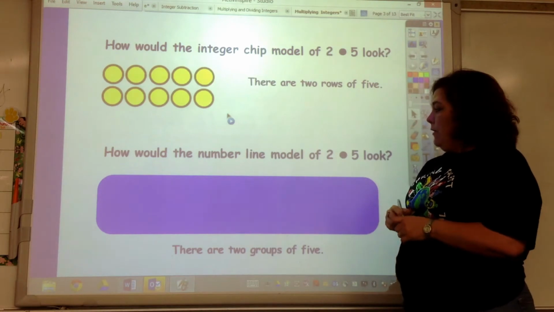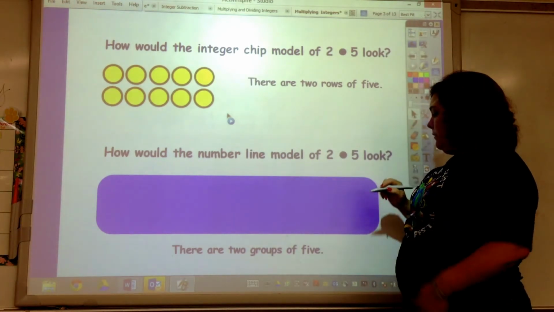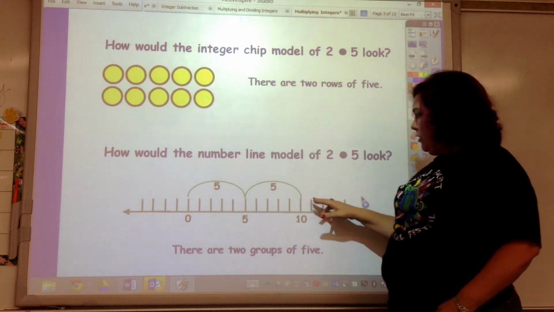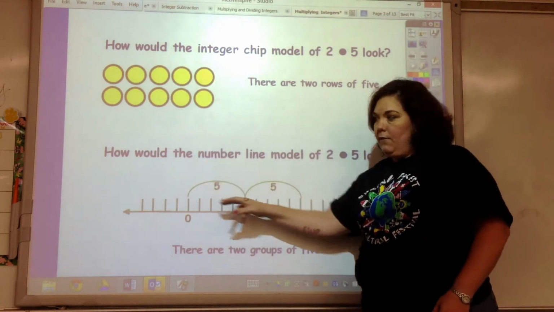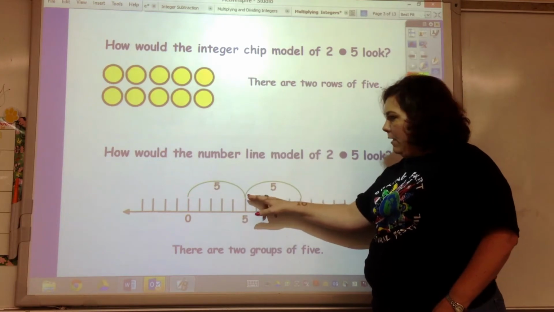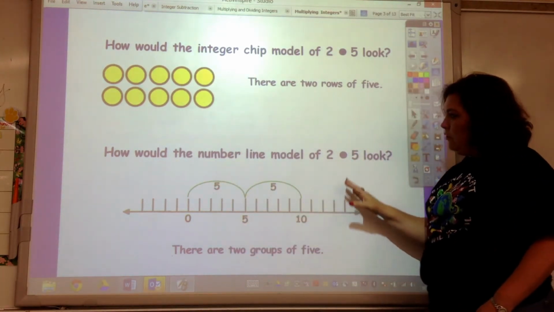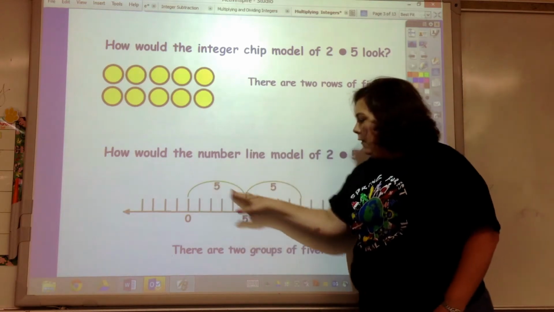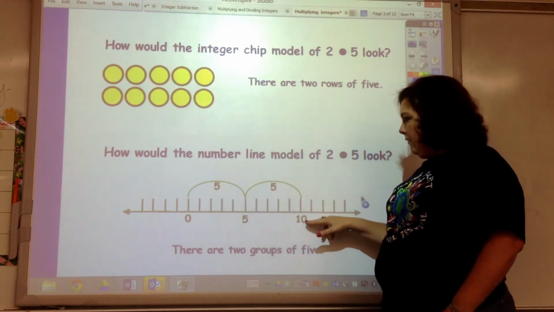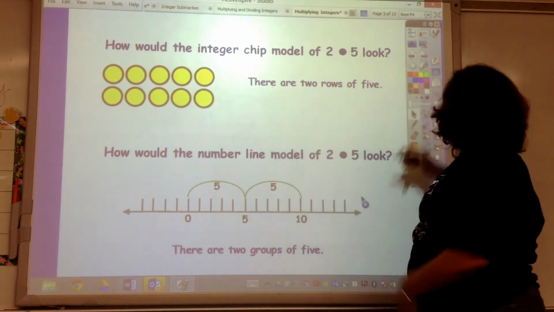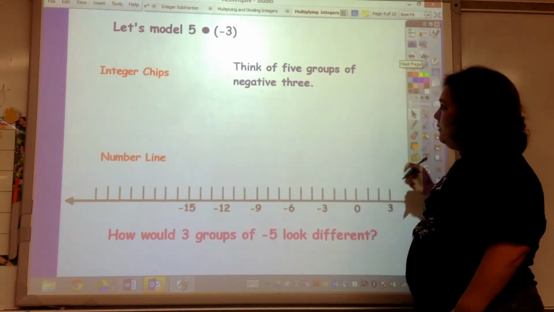So what would the number line model of 2 times 5 look like? This would look like there are 2 groups of 5. So 1 group of 5, 2 groups of 5. You can show this on the number line, or you can show it with integer chips. And you can do it with negative numbers also.